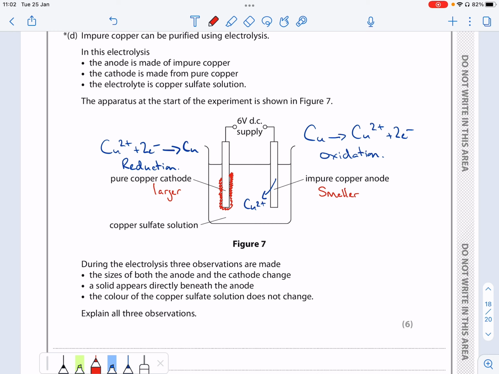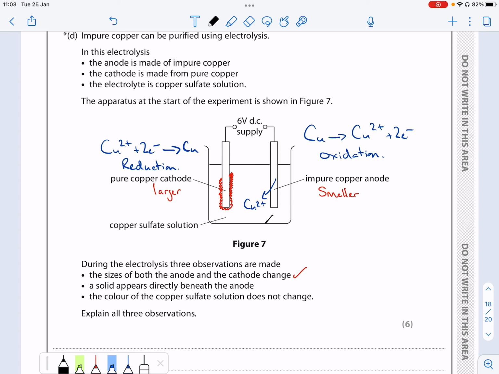So that's the first bit about the sizes. Okay, so this one here, the anode will become smaller as the copper ions are released into solution, and here this will become bigger as the copper ions form copper metal, and you must be including these equations in your answer. Okay, next one, the solid underneath.